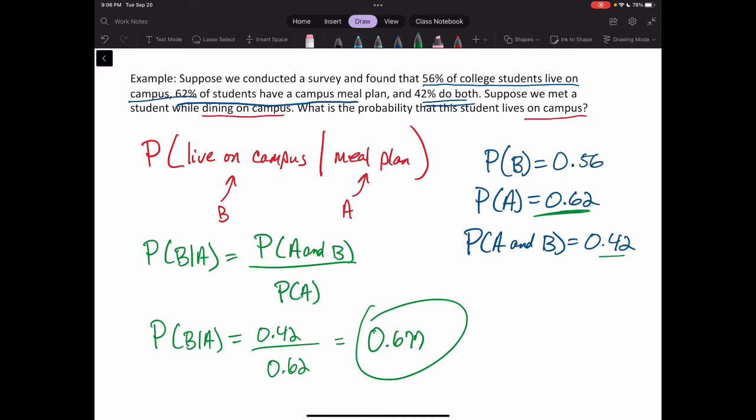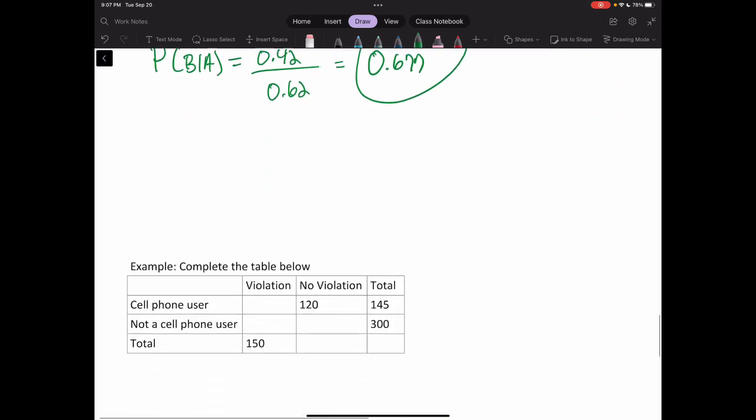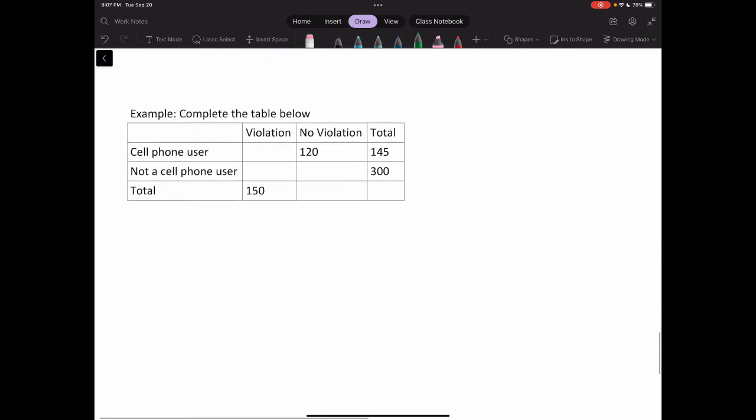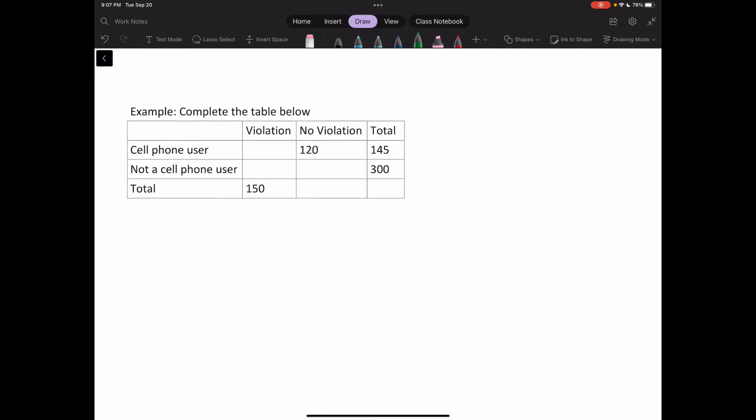Okay, so I hope that makes that clear. The number one step with these types of problems, and really any probability problem, is to label your events. Label your events. All right, the last little bit I want to do here is, you may be asked to complete a contingency table, a two-way table, and it's not a hard exercise. I just wanted to go through it really quickly.